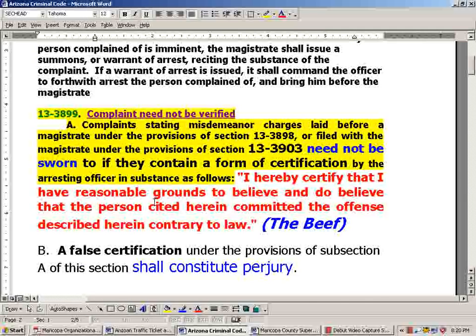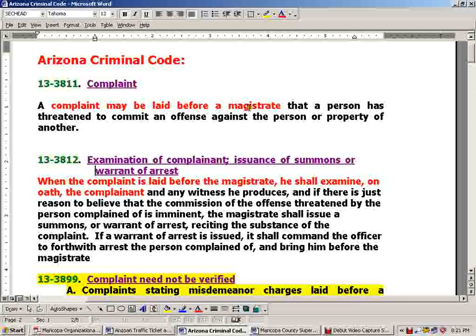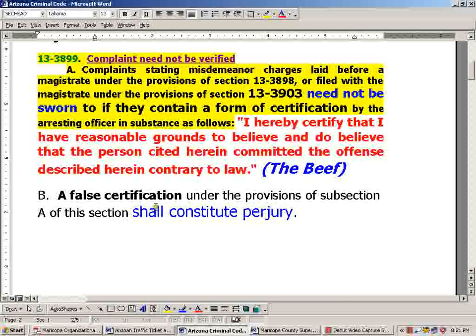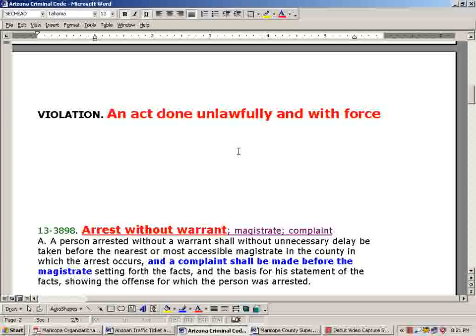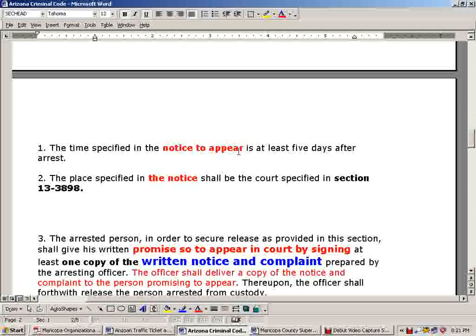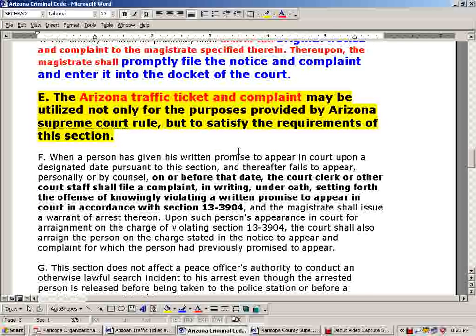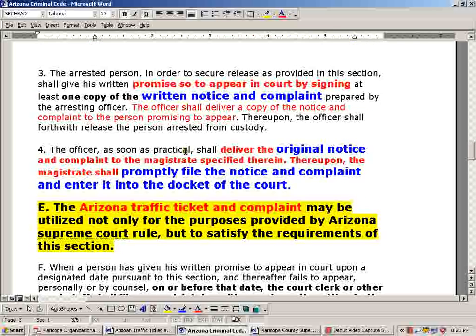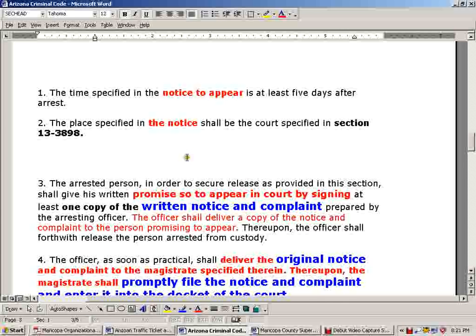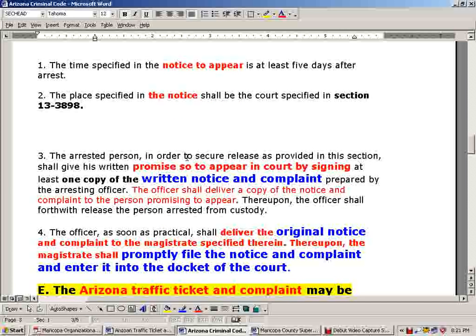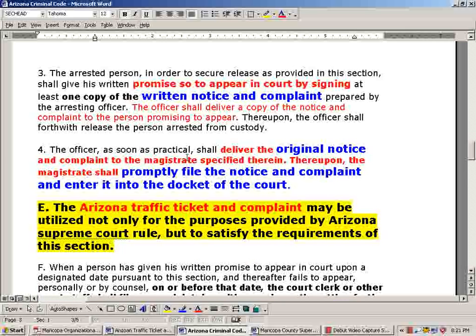For it to be a complaint, it may be laid before a magistrate. When a complaint is laid before the magistrate, he shall examine on oath the complainant. He didn't do that. It doesn't have this certificate on here, that they certify to. It's simulating a legal process. And I'm going to send this along, but I'm not going to read it all tonight. I'm kind of tired. This is what the officer is supposed to do.